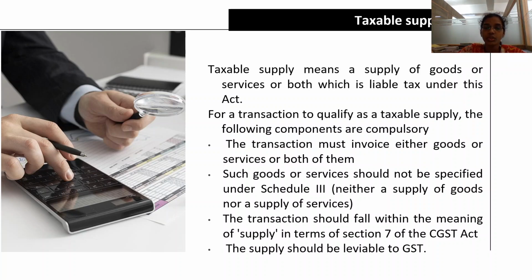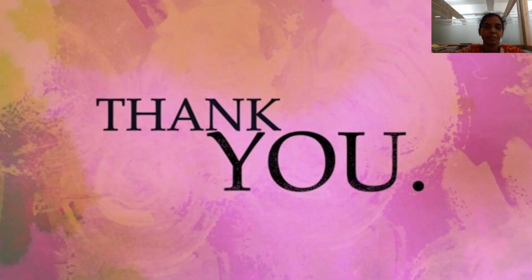Such goods or service should not be specified in Schedule 2 or Schedule 3, where the supply is neither goods nor service. The transaction should fall within the meaning of supply, which is defined under section 7 of the CGST Act. The supply should be leviable to GST.